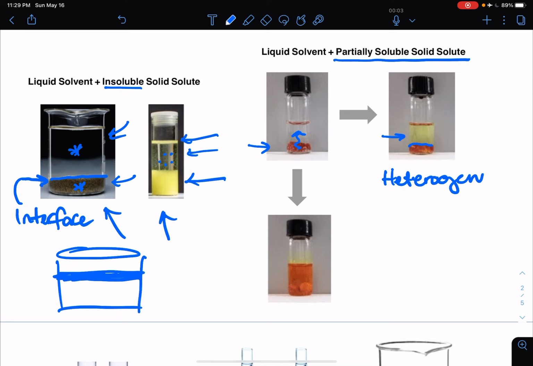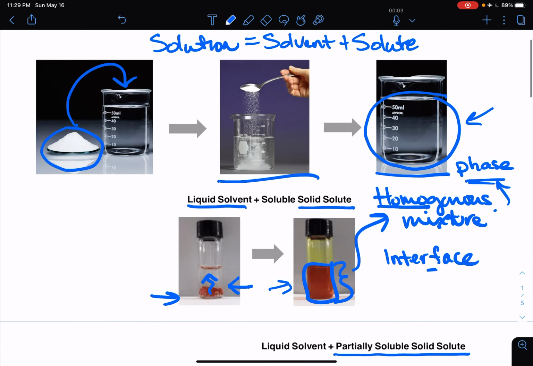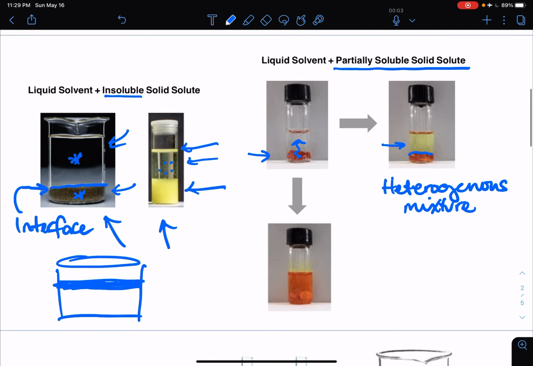So we still have a heterogeneous mixture here. Whereas when our solute was soluble, what we're going to get is a homogeneous mixture, just one phase, okay? So with a heterogeneous mixture, you can see more than one phase, and you can see where one substance ends and the other one begins.